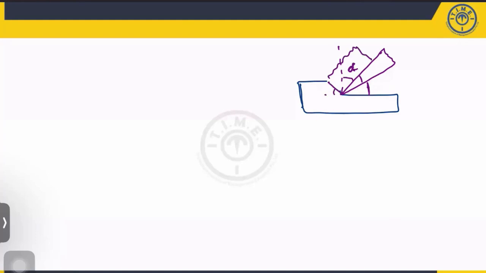So this is called the shear angle, which is denoted with phi. And this is called the chip thickness, and this is called the uncut chip thickness. Uncut chip thickness I am denoting with T. So this T value is the uncut chip thickness. TC is the chip thickness. When you are feeding the tool towards the workpiece, the material will be removed in the form of chips.